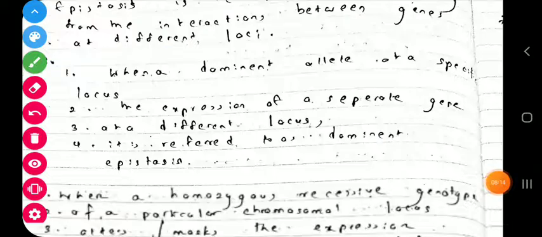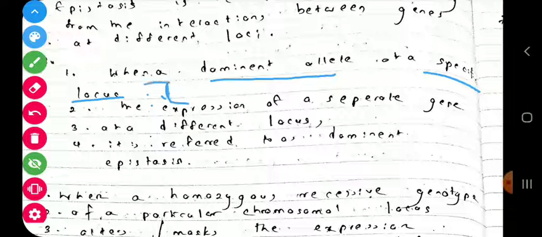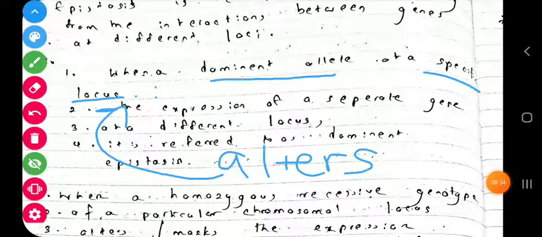Now with the great understanding that we have, let's look at this definition again. When a dominant allele at a specific locus alters, remember that word alters, I forgot to write that. Sorry for the inconvenience caused, because it's very difficult to write on this phone. I'm not using a tab, so I'm using the phone, that's why it's not that clear.